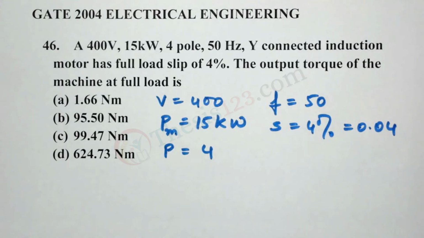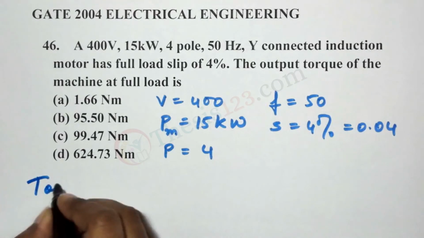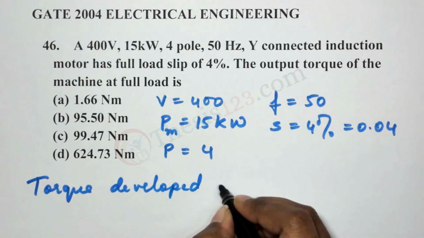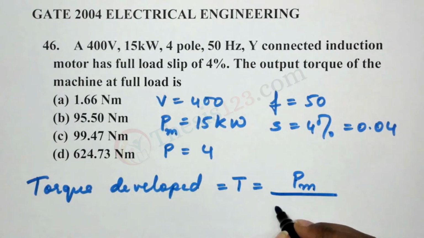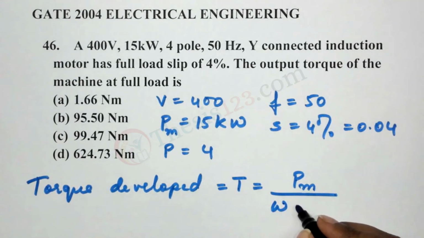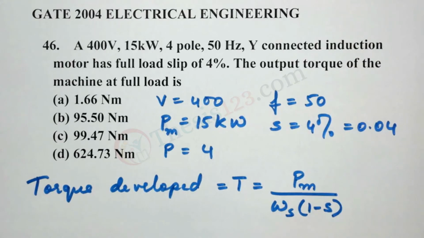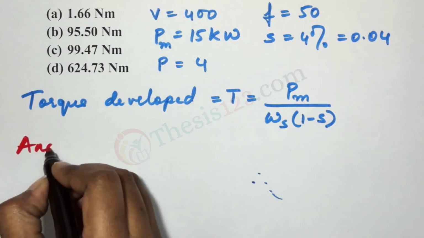Now to find out the torque, let's write down the formula. Torque developed, T is equal to the power divided by the angular velocity times 1 minus slip. So this is our formula for torque developed. Now we need to find out what is the angular velocity. So that's our next step. Let's calculate the angular velocity.